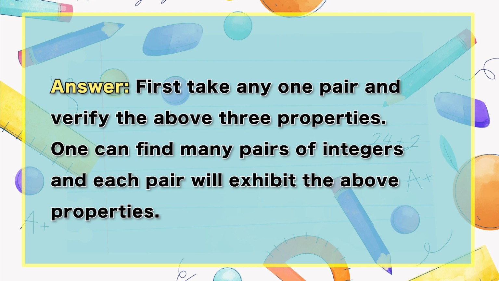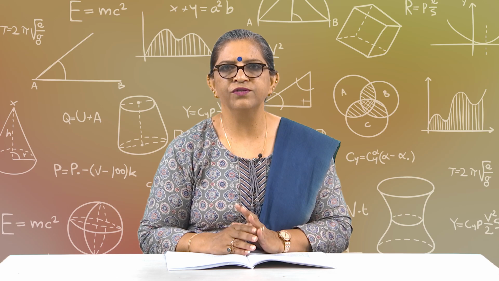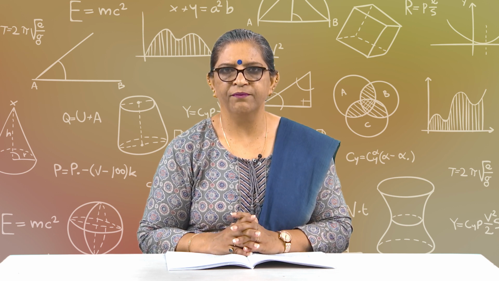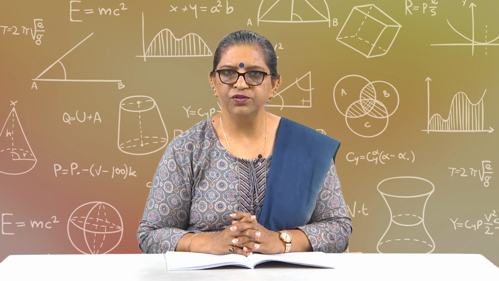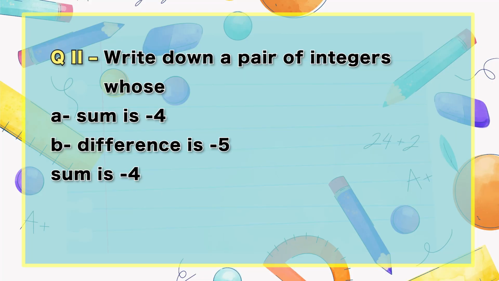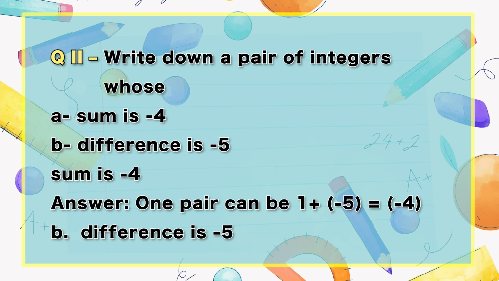Let us see how we do it. First, we take any 1 pair and verify the above 3 properties. One can find many pairs of integers and each pair will exhibit the above 3 properties. You can choose a variety of pairs and verify the above properties. Question number 2. Write down a pair of integers whose sum is -4 or whose difference is -5. Let us see how to do it. If we need the sum -4, we can have innumerable pairs. I have chosen one such pair as 1 and -5.